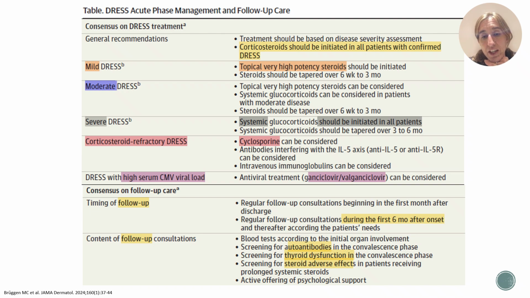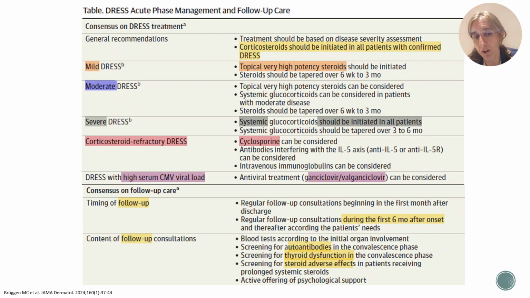As a general recommendation, treatment is based on disease severity. Of course, the withdrawal of the culprit drug if it's identified, but corticosteroids should be initiated in all patients with confirmed DRESS. If it's mild, maybe you can use topical very high potency steroids, or if it's severe, maybe systemic steroids, and if you have a patient refractory to steroids, you may also consider starting cyclosporine, and other biologicals that we can see further on.